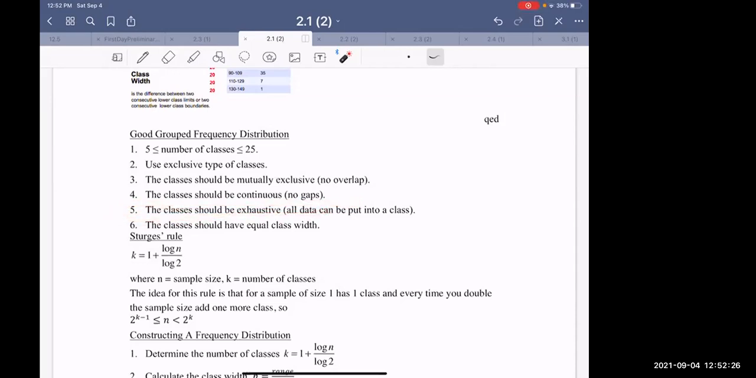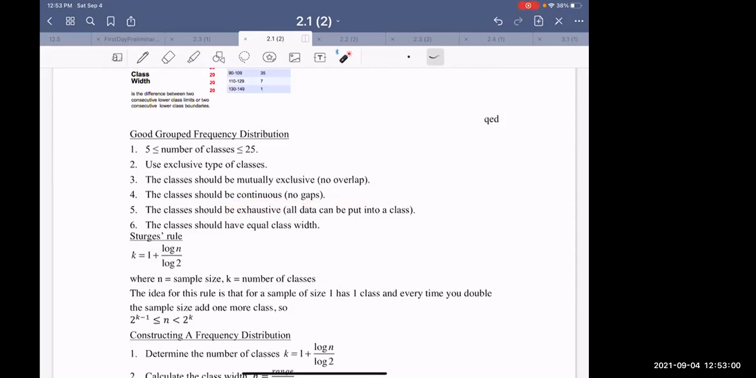Mutually exclusive means that if you have a piece of data, it goes only into one of the classes. So there should be some rules that tell you where this particular value goes, and so you should be able to determine your class interval for any particular value.